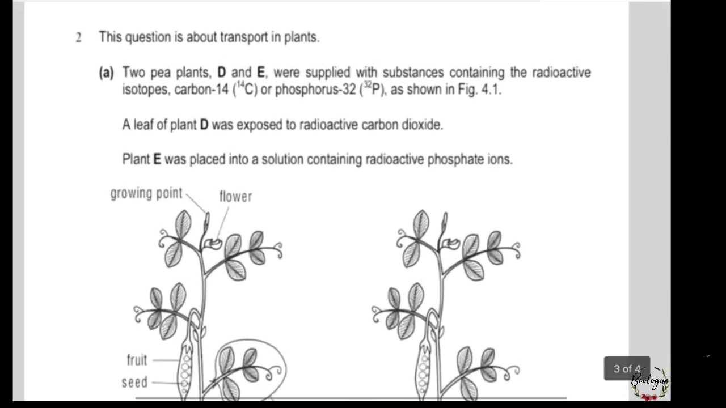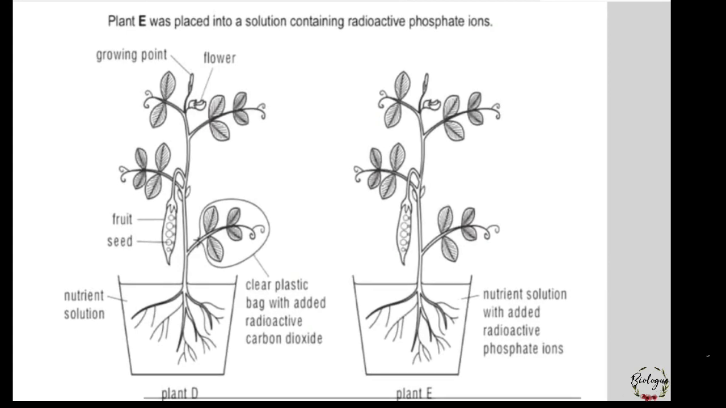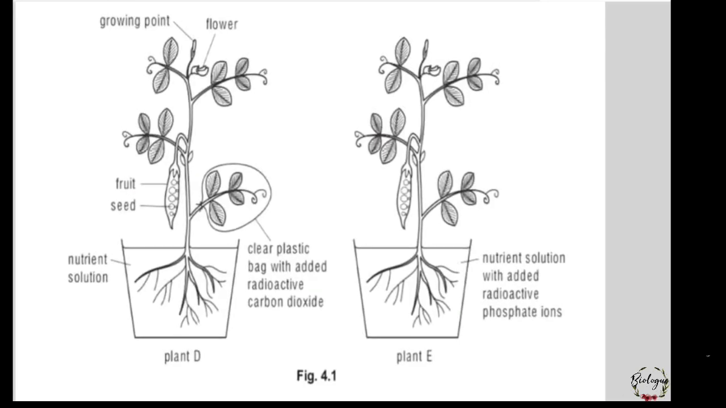This question is about transport in plants. 2 pea plants, D and E, were supplied with substances containing radioactive isotopes, carbon-14 or phosphorus-32, as shown in the figure. A leaf of plant D was exposed to radioactive carbon dioxide. Plant E was placed into a solution containing radioactive phosphate ions. Now this is the image. Take a close look at it. You may analyze the image now, and it is important to analyze the image because we will need it for formulating the answers.